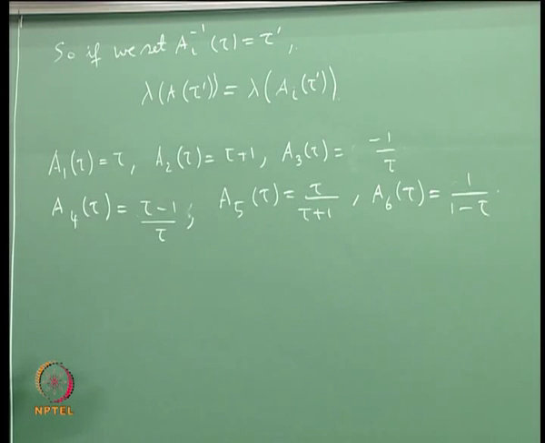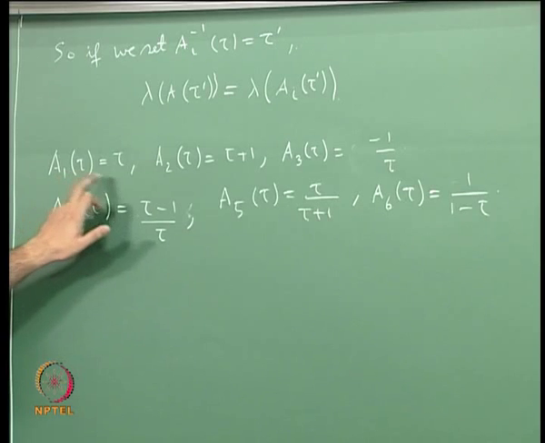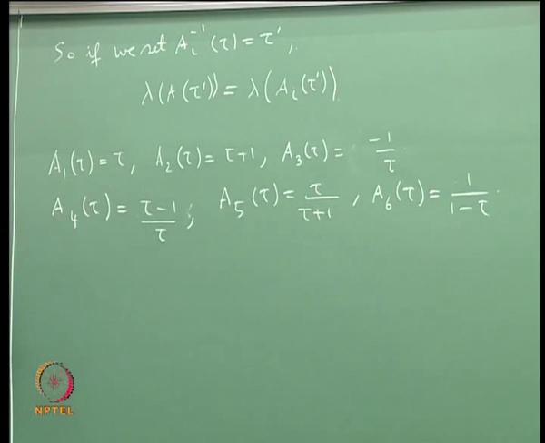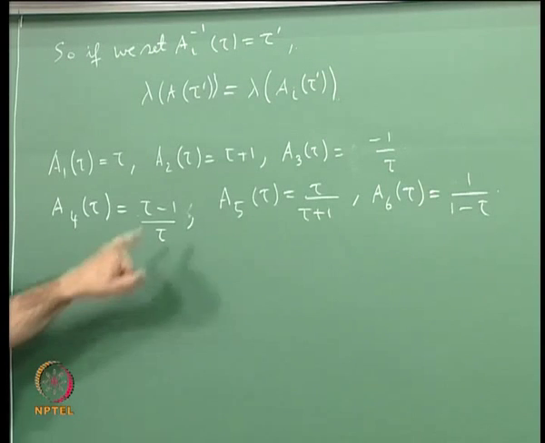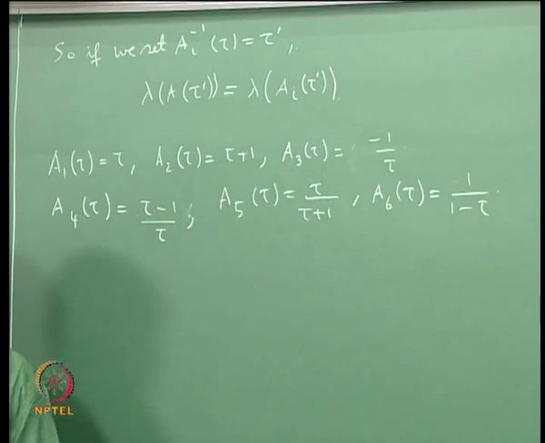So in fact we get 5 functional equations. Of course the first one is trivial, there is nothing to do here. All these 5 functional equations can be derived from 2 basic functional equations, and these are the functional equations that involve a2 and a3.